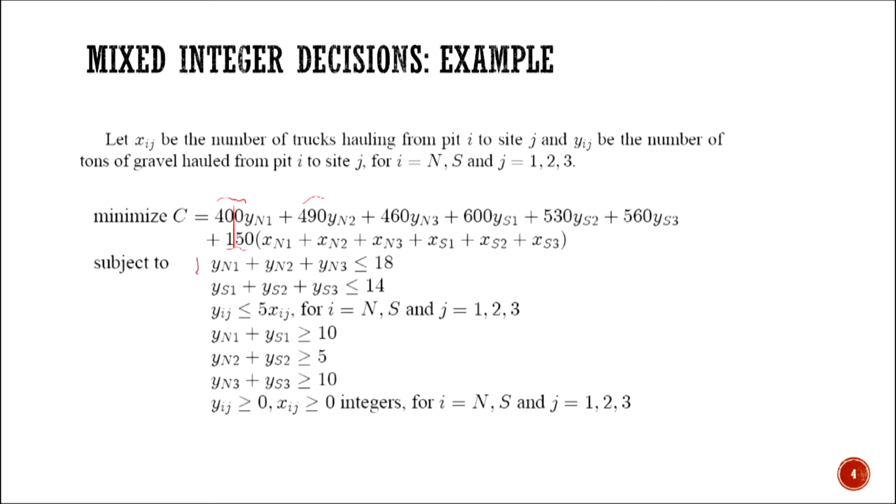The first two constraints are capacity limits for our pits, the north pit and the south pit. This constraint is the capacity limit for each truck, because each truck can haul 5 tons. So y sub ij, which represents the number of tons hauled from pit i to site j, should be less than or equal to 5 times the number of trucks. So if we have one truck, then it should be less than 5 tons, because each truck can only haul 5 tons. And the rest are demands for each site. So we need to deliver 10 tons to the first site, 5 tons to the second site, and 10 tons to the third site. So that's the mixed integer model for this example.